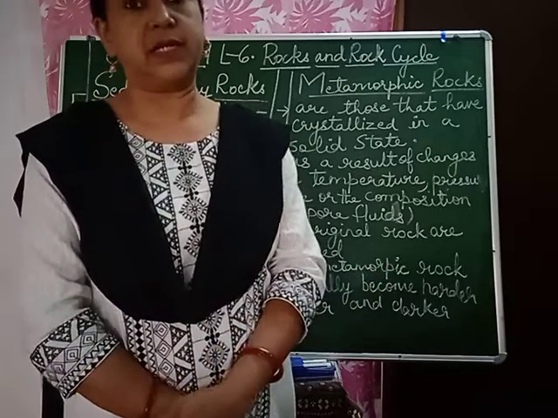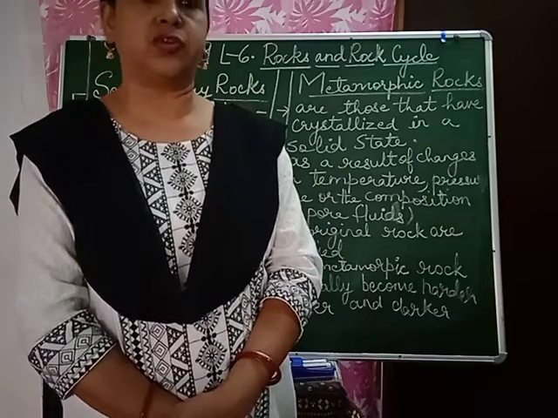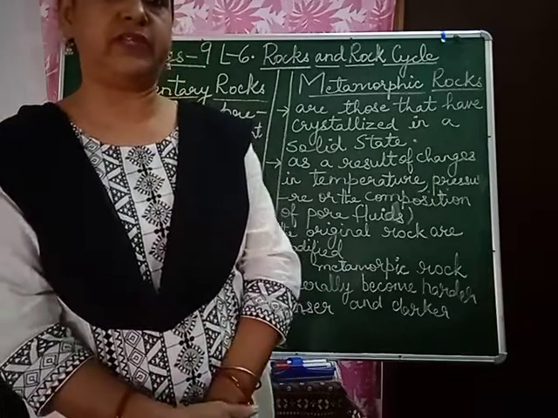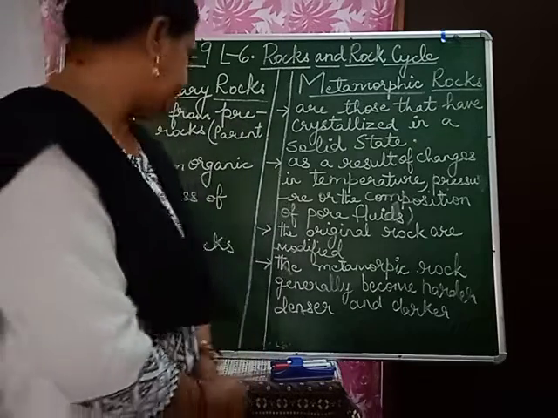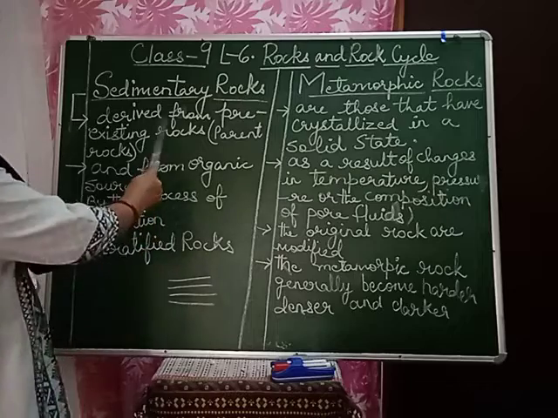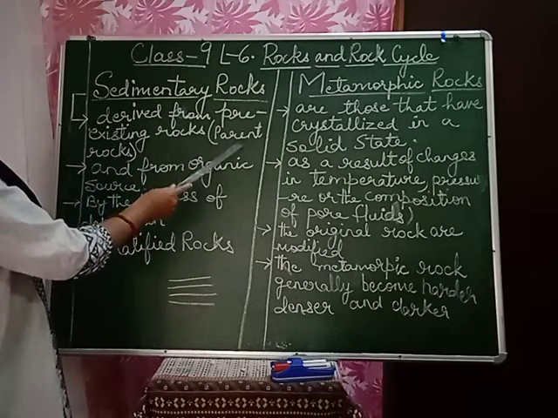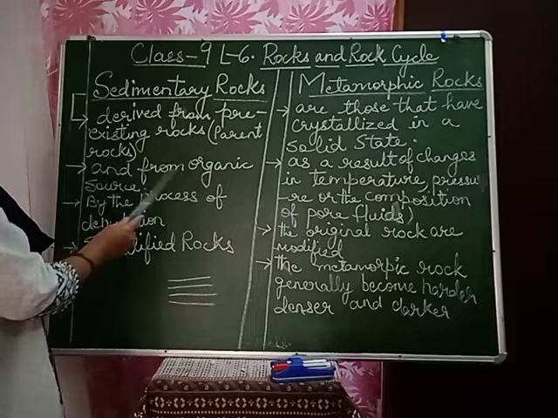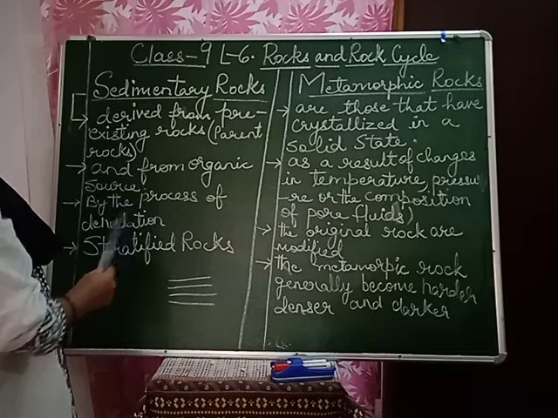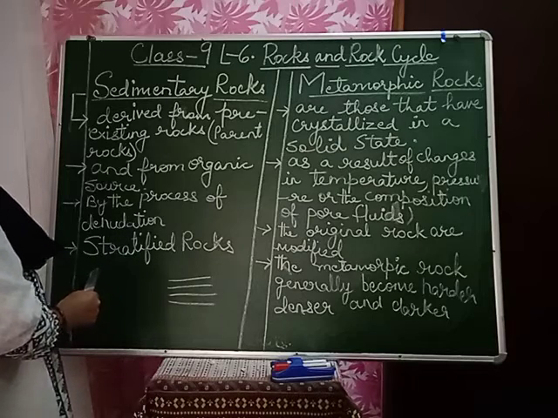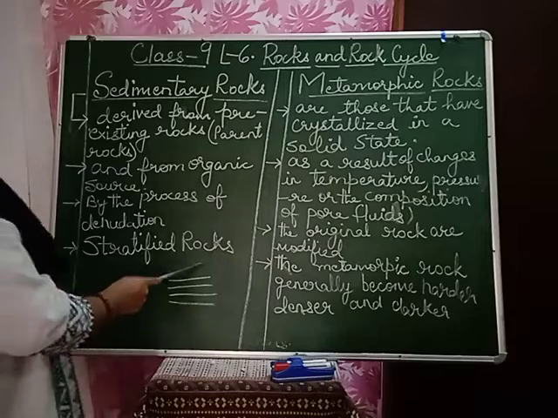So children, till here we conclude our metamorphic and sedimentary rocks. So we take a little recap and we will see in our third video the rock cycle. So we see sedimentary rocks are derived from the pre-existing rock, that is parent rock, and formed from organic sources by the process of denudation. Sedimentary rocks are also called stratified rocks.